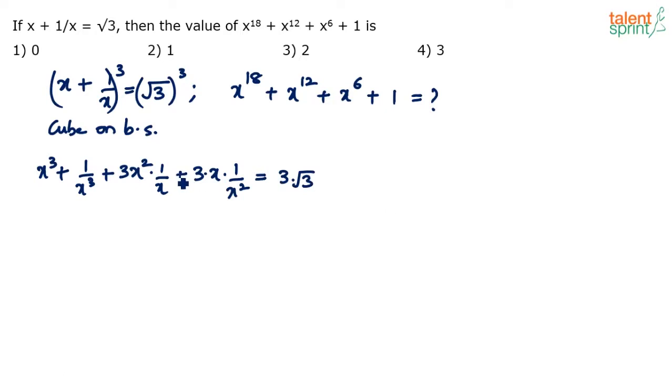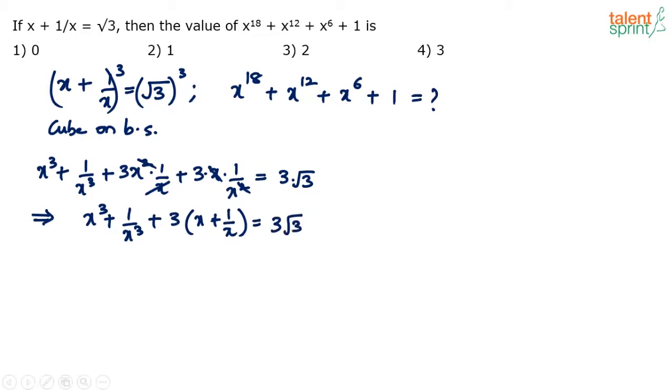Given the amount of practice that you would have gone through before you appear for your exam, you should avoid this step. You should directly write the simplified step, which is x cube plus 1 by x cube equals, see, x and x get cancelled here, and here x and x get cancelled. So we have 3x plus 3 by x. If I take 3 common, we have 3 into x plus 1 by x, which is equal to 3 √3.